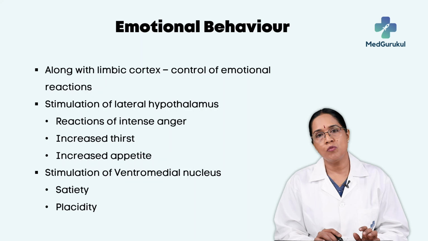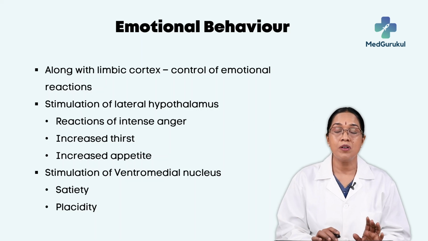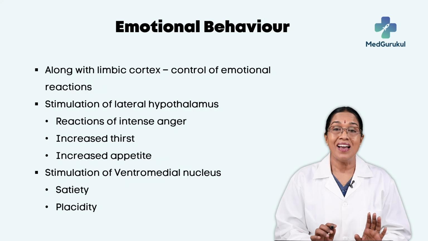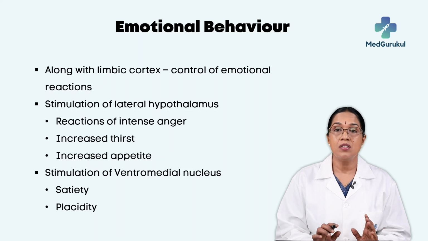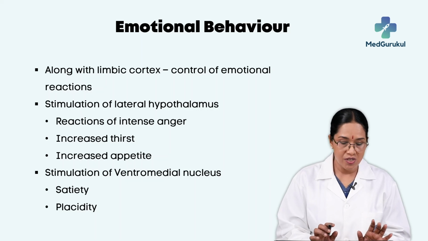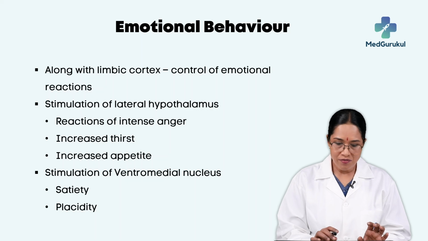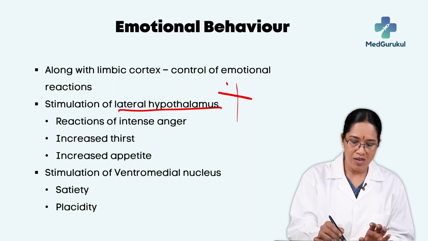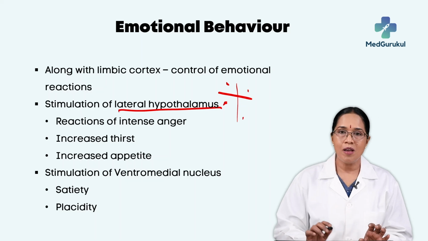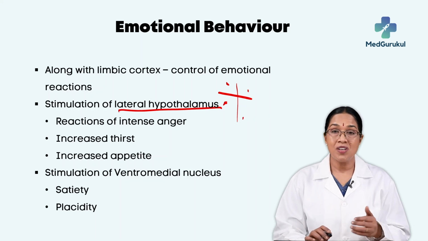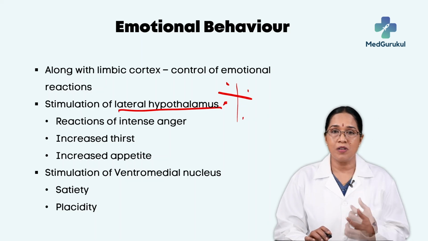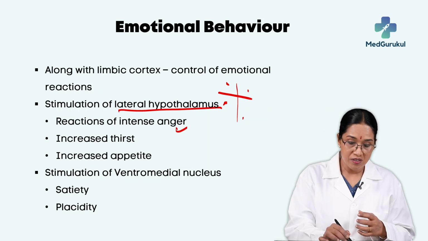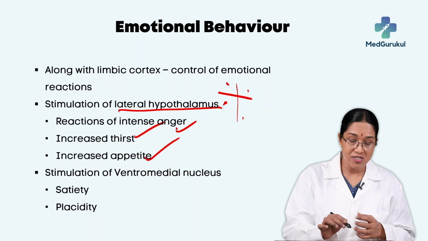When it comes to emotion, I want you all to always remember the word limbic system or limbic cortex. The hypothalamus, along with the limbic cortex, controls a person's emotional reactions. Whenever the lateral hypothalamus is stimulated, what happens in the experimental animal? There were reactions of intense anger. The animal showed intense anger, increased thirst, and increased appetite.